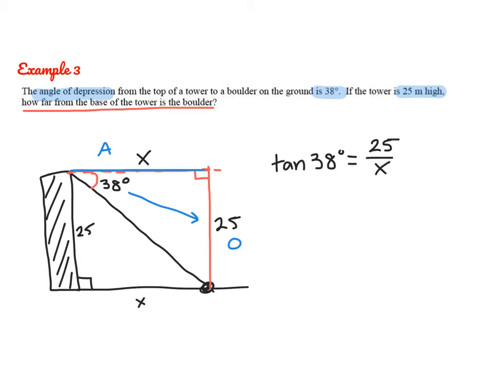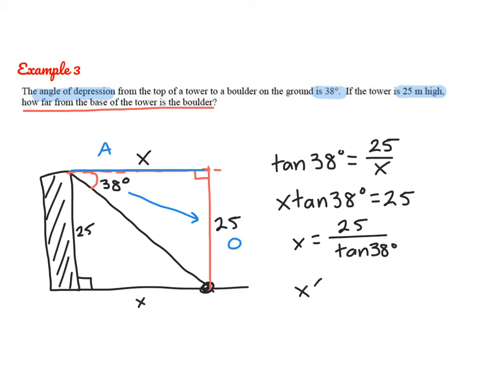Now this will have two steps to solve. First, we need to multiply both sides by x, and then we need to divide both sides by the tangent of 38. From here, we can get a decimal approximation from our calculator, and it should be approximately 32.0 if you round correctly. So our answer is going to be 32.0 meters.